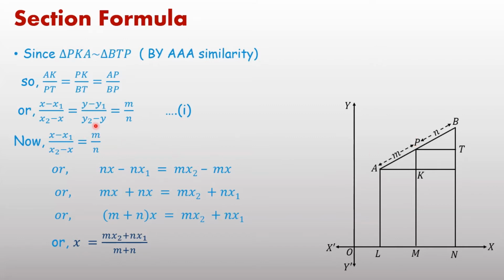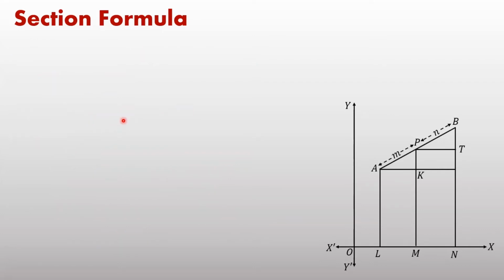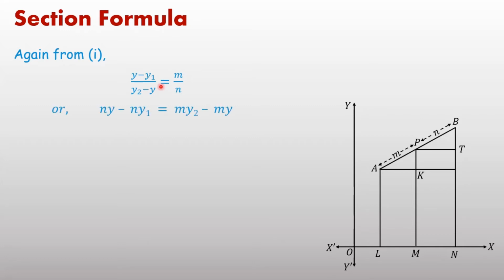Now next part, taking second and third. Exactly the same process you have to follow by taking second and third. Y minus Y1 upon Y2 minus Y equal to M upon N. Cross multiply, rearrange, and you can find the value of Y as (MY2 plus NY1) upon (M plus N).